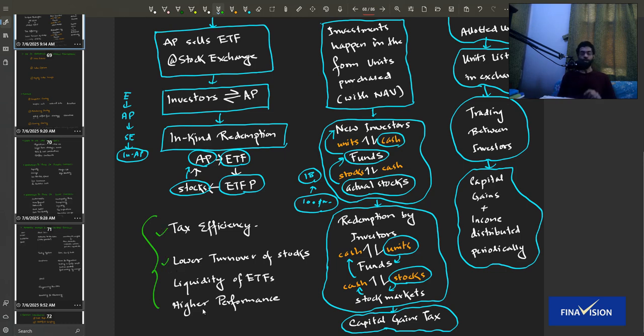Obviously, the transaction of stocks is happening in kind. ETFs are being exchanged between the authorized participants and the ETF provider. ETFs and stocks are being exchanged in kind between them. So, turnover of stocks is much less. Liquidity of ETFs is very, very high. ETFs are quite liquid because they are like closed-end funds or like the stocks, they are listed in the markets. Because of less taxation, less turnover, and high liquidity, the performance is higher for an ETF.